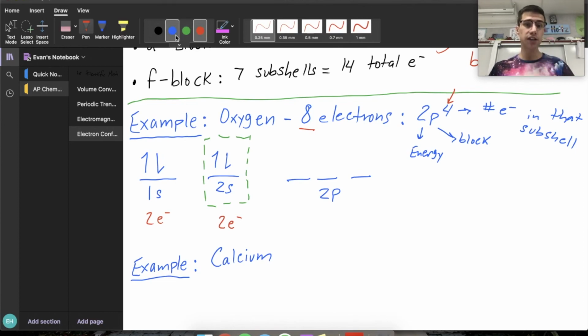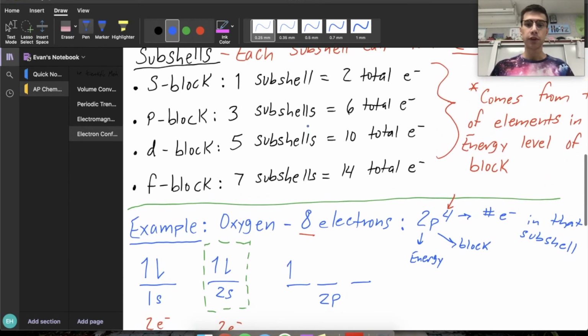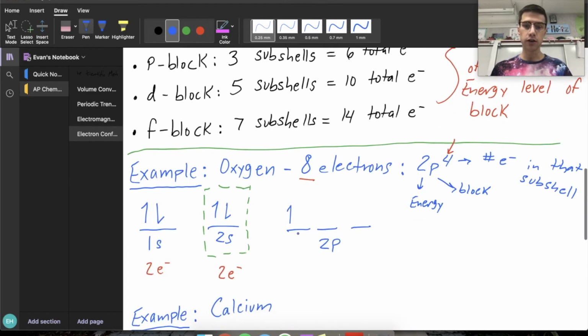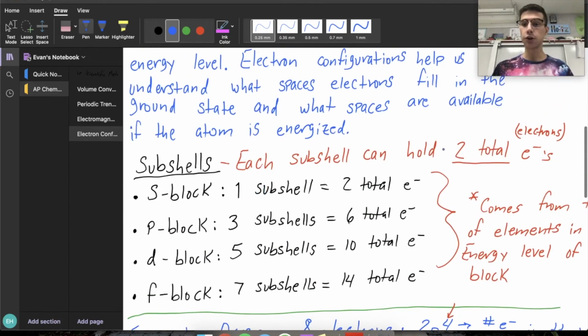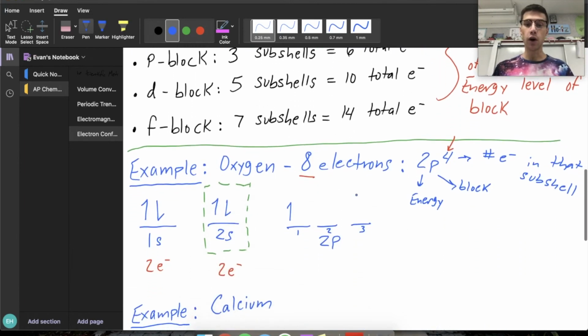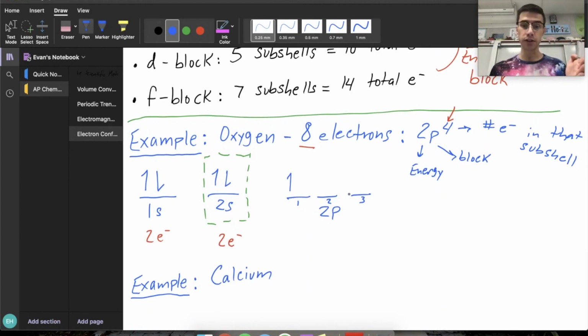So if we're going to fill in these last 4 electrons, this subshell will make more sense in terms of the bus analogy. Keep in mind, the p block can hold a total of 6 electrons, right? 3 subshells. Here's 1, here's 2, here's 3. In each of these subshells we can hold a total of 2 electrons. But again, just like on the bus, we have to fill in 1 spot first before we come back and double fill the spot a second time. So here's electron number 1, electron number 2, electron number 3. So now we filled each of these subshells with 1 electron.